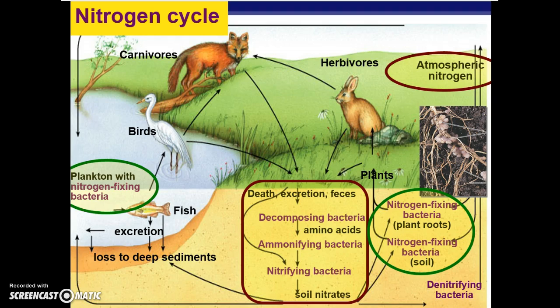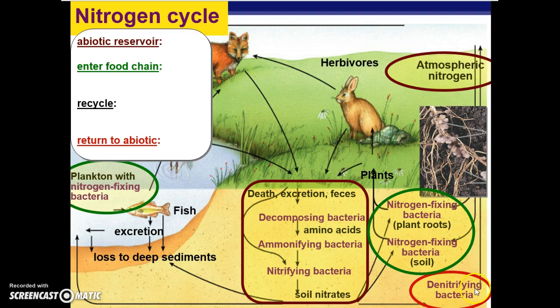And then, of course, it's eaten by herbivores who then pass it on to carnivores. And then when those organisms die, we have a return of the nitrogen back into the soil. And there's also some returning of it from the soil back into atmospheric nitrogen. The process by which the nitrogen returns to the atmosphere directly from the soil is through denitrification by specific bacteria that do this process of denitrification.